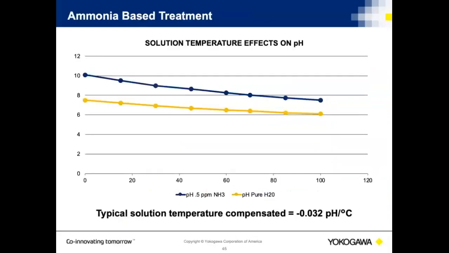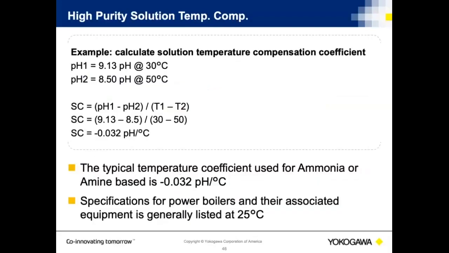Is it important? Yeah. Is it very important in ammonia-based treatment systems, say in a boiler application? And the answer is yes. You see two plots there. The first one is 0.5 ppm ammonia being added, and the second one is the pure water itself. Interesting, isn't that? The pure water itself actually changes the pH as the temperature changes. So you need to take a look at what the effect is, and the way you do that is by measuring the solution temperature compensation.